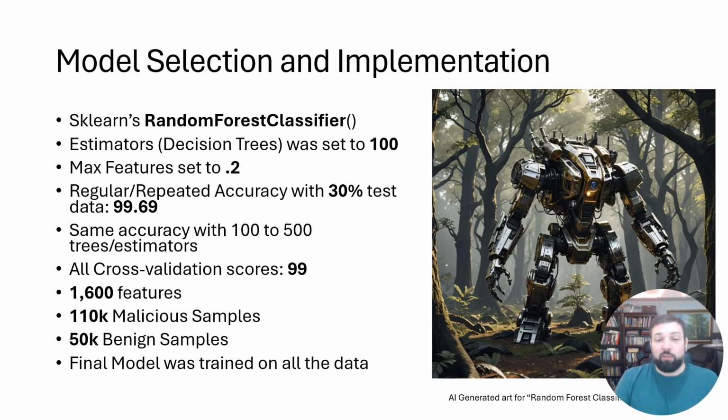But knowing that all of the decision trees were doing well, all the cross-validation scores for all the different configurations still stayed above 99% as long as I was using at least 100 decision trees or estimators. And I did so over 1,600 features, about 800 of those vocabulary words that we might talk about in just a minute. Overall, we had 110,000 malicious samples and 50,000 benign samples for files that we could actually extract the VBA for reliably.